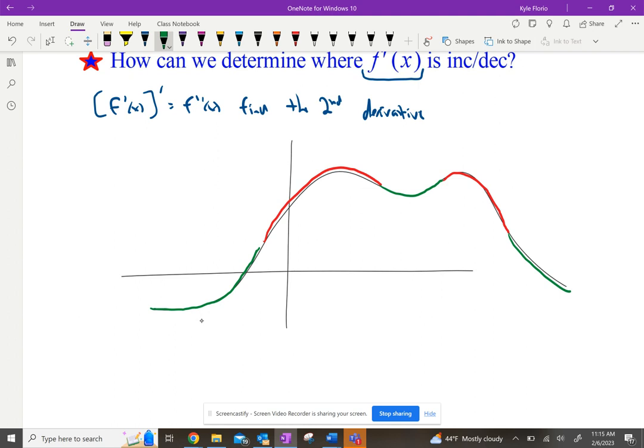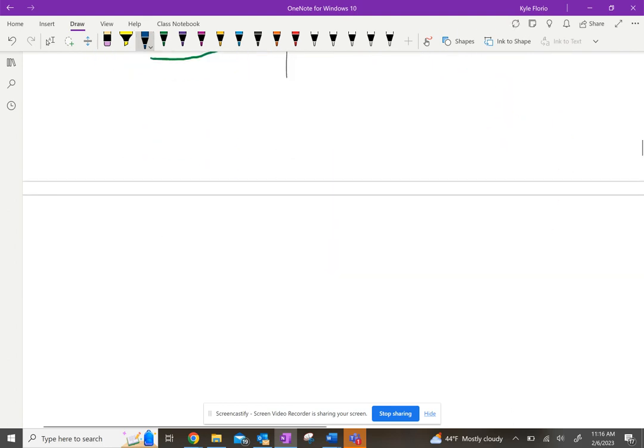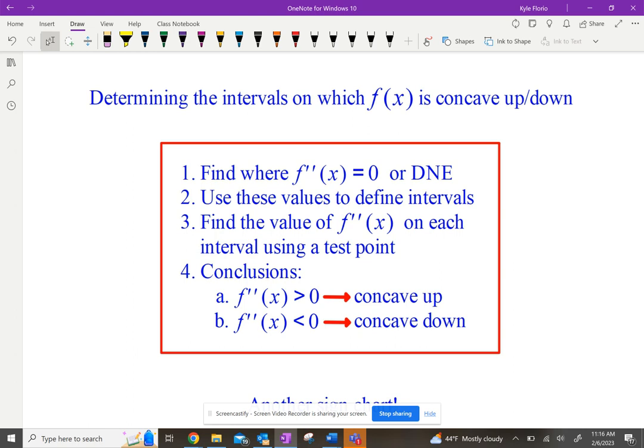So this is concave up. And this is concave down. Okay, so visually, that's what it is. And by the way, these points where the concavity switches are called inflection points. All right, so pause the video and take a minute to copy this down.